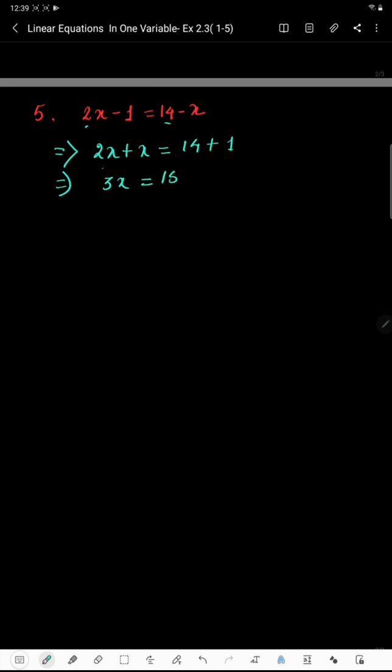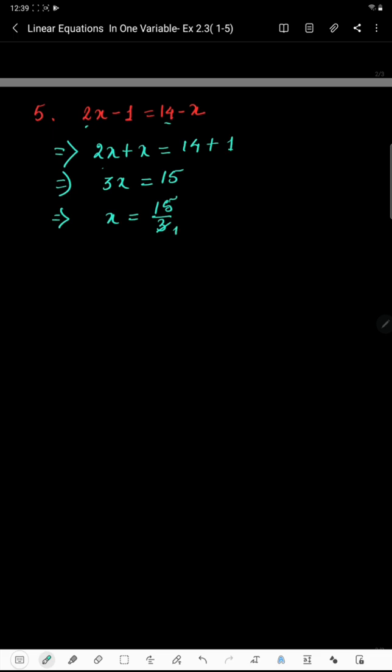Now the next one. In the next question we have 2x minus 1 is equal to 14 minus x. Again we will have to keep the variable on the left hand side, so x we will have to take from the right hand side to the left hand side, so minus x will be plus x, and on the right hand side we have 14, so we'll write 14, and 1 will be transposing to the right hand side, so minus 1 will be plus 1. So 2x plus x is 3x, and here 14 plus 1 is 15.